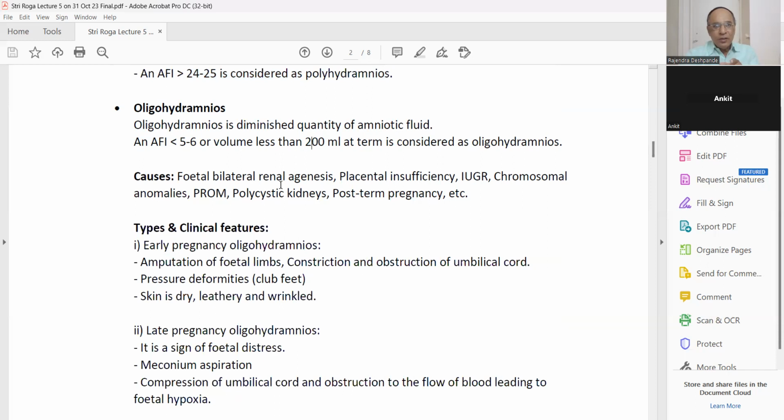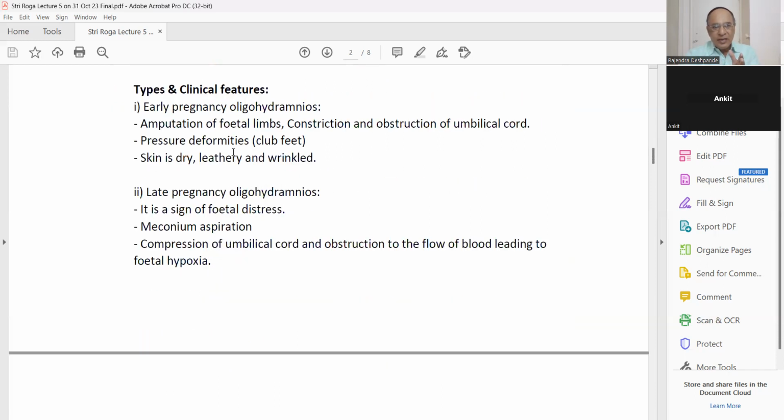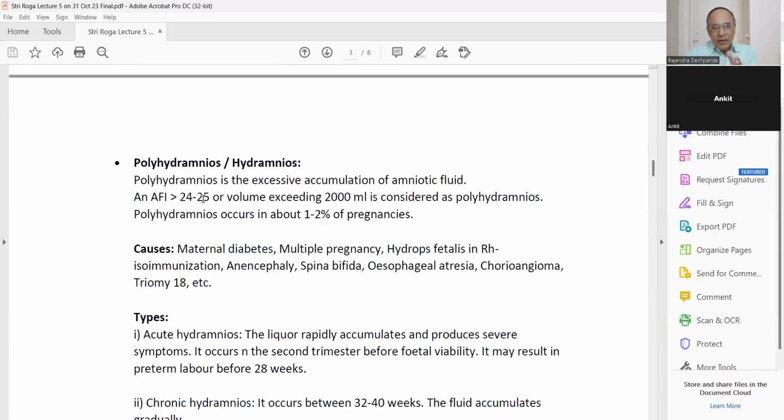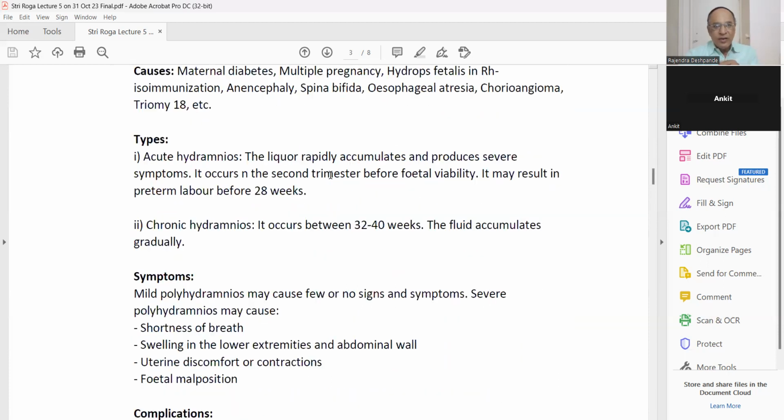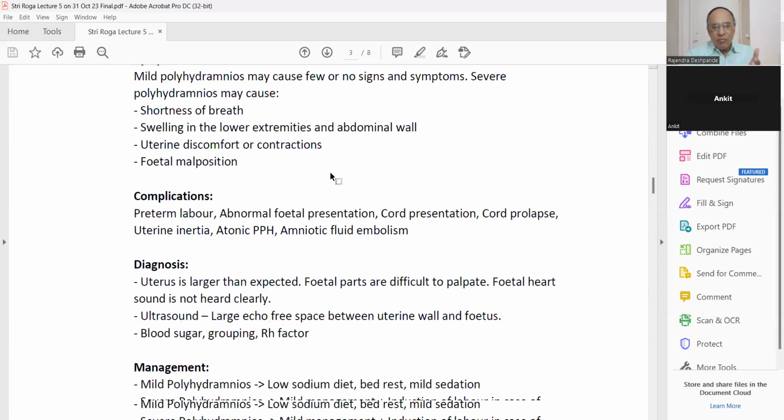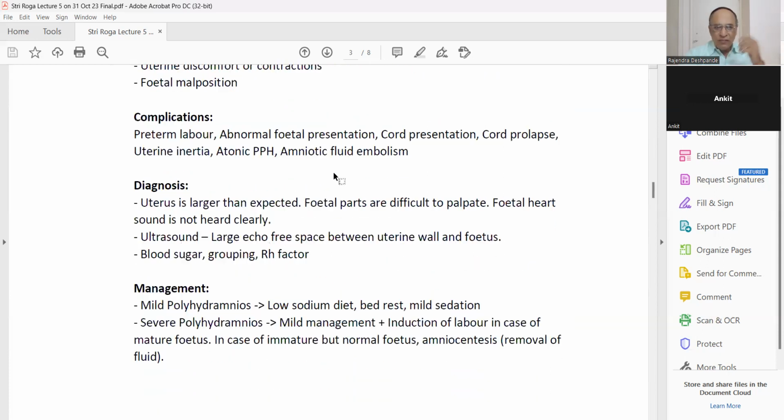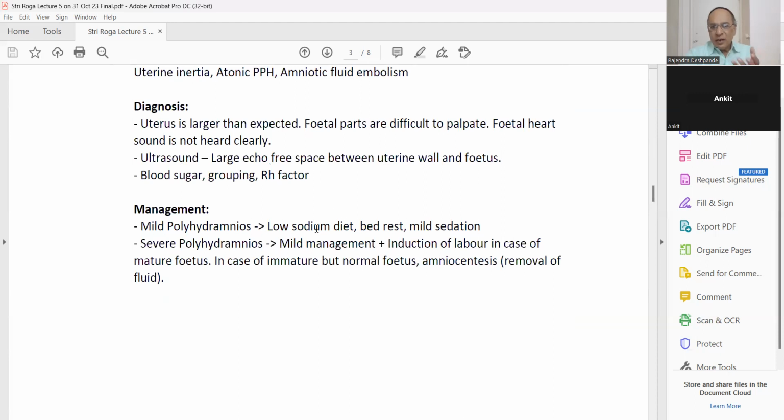Okay, that is oligo. Then we see the causes and the clinical features. Then poly is AFI greater than 25, but quantity more than 2000 ml. That also we have seen. Then we have seen the symptoms, complications. Diagnosis is by sonography. Then how to manage it. Low sodium diet if there is too much water, because sodium absorbs the water. If we eat a lot of salt, it is hygroscopic. So whenever there is edema, whenever there is hypertension, salt restriction is there. Similarly, in polyhydramnios, salt restriction.